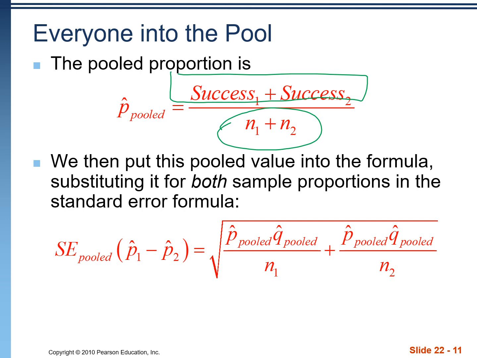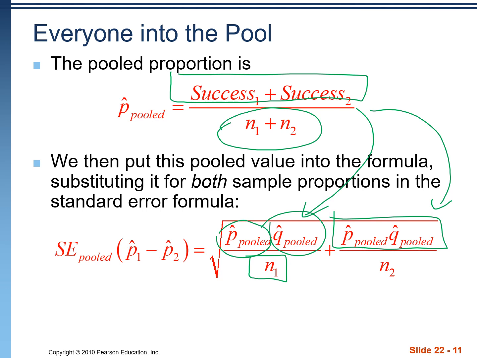And we're going to use this to find a standard error. Okay, so we put this in both of these fractions, pooled p-hat, pooled q-hat, divided by our first sample size. Same thing on the top of the second fraction, divided by second sample size.